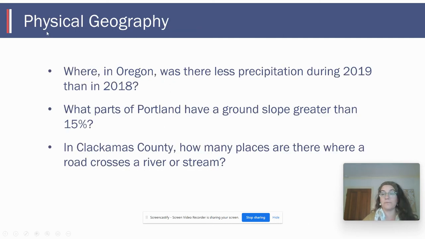So, for example, if we're going to be taking something from physical geography: where in Oregon was there less precipitation during 2019 than 2018? We can talk about that all day long. I could show you a spreadsheet of that sort of data. How would you prefer to see this question communicated? Now, as geographers, most geographers will always answer a map. What is the tool of geography in terms of communication? And that tool is the map.